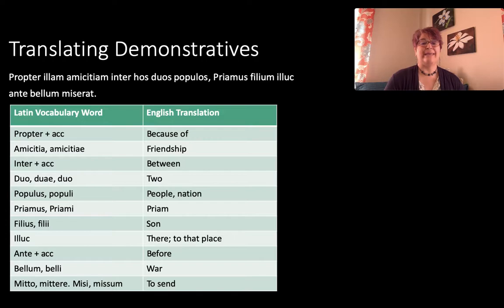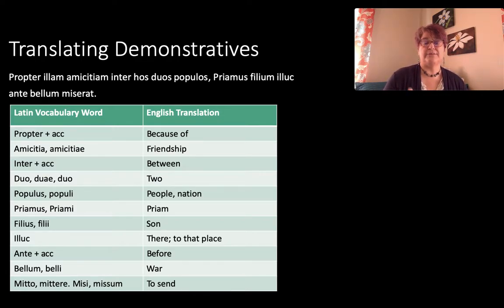Propter illam amicitiam inter hos duos populos, Priamus filium illuc antebellum miserat. So very quickly I see the two demonstratives, illam and hos. And I like these two forms because of the endings am and os. The reason I like them is because they really jump out at me. And what I notice jumps out even more is the fact that immediately after illam, I have the noun amicitiam, which also ends in am, so I know they go together.